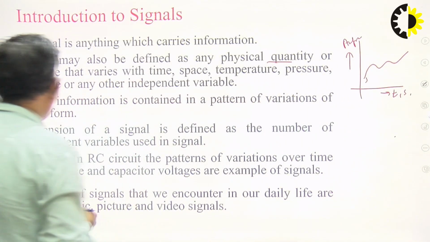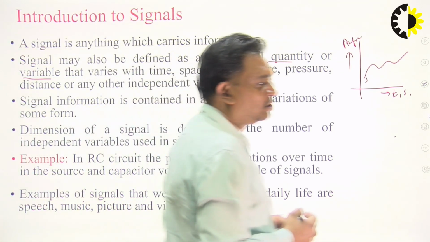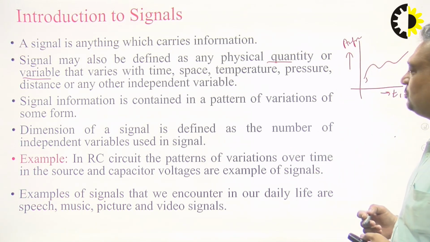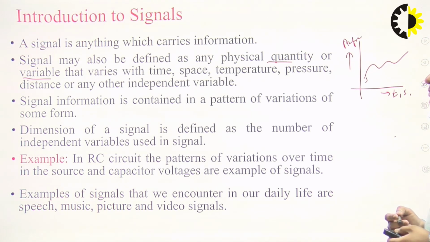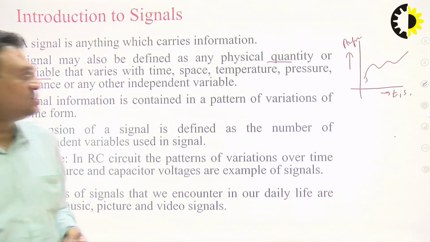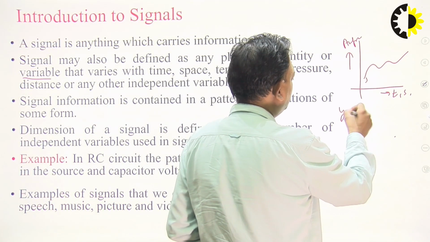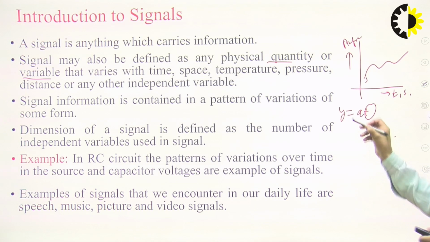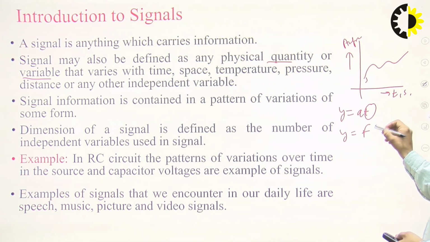The dimension of a signal is defined as the number of independent variables used in a signal. Means we describe signals like one-dimensional signal, two-dimensional signal, three-dimensional signal. So the dimension means the number of independent variables on which the output of the signal depends. Like if I am writing y equals a t, it means there is only one independent variable, time. So you can say this is an example of a one-dimensional signal. Like let us suppose I take an example wherein y is the output of a and b, two independent variables. So in this case a and b are two independent variables, so this signal is a two-dimensional signal. Okay.